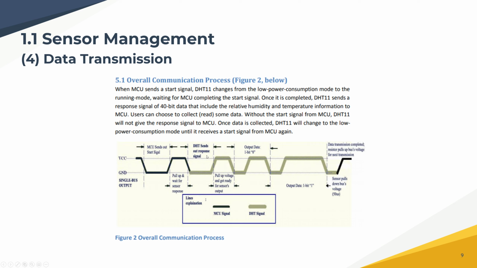And then the sensor will draw down the voltage to signal that it received the start signal. And also it will pull up the voltage and get ready for the sensor's output. Once the data line is drawn down, it starts the output data. The first 8 bits are the humidity integer part, and the second 8 bits are the decimal part of the humidity, and similarly for the temperature. And also we have an 8-bit checksum. Once the transmission is completed, the resistor will pull up the bus's voltage for the next transmission.